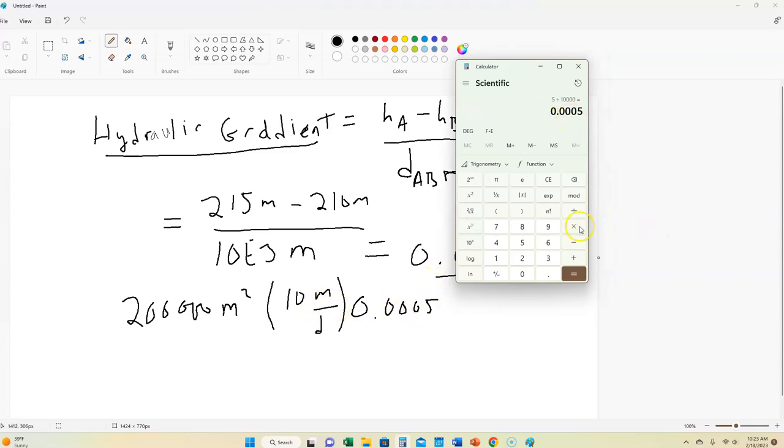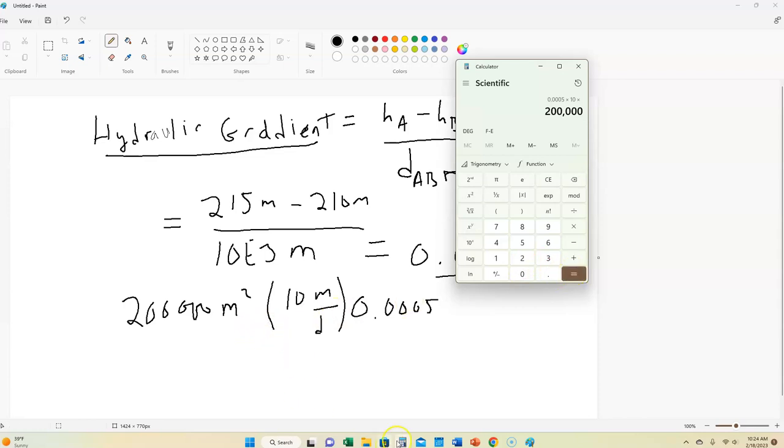I'm going to multiply that times 10, and then I'm going to multiply that times... I just did something wrong. I wasn't looking. Sorry. So it's 0.0005 times, hold on, gotta get rid of this. 0.0005. All right, so that's that number times 10, and then times 200,000. All right, so 200, and then 1,000. There we go.